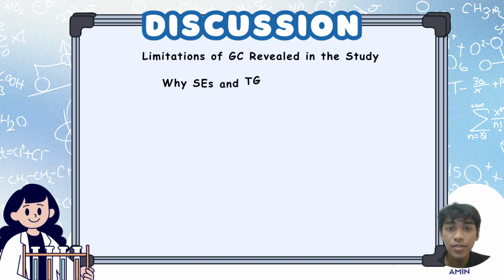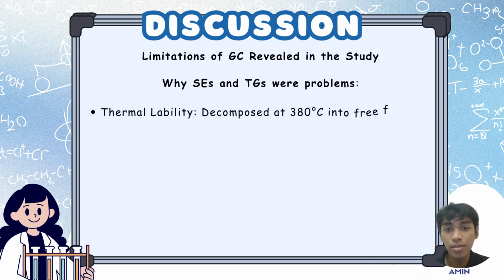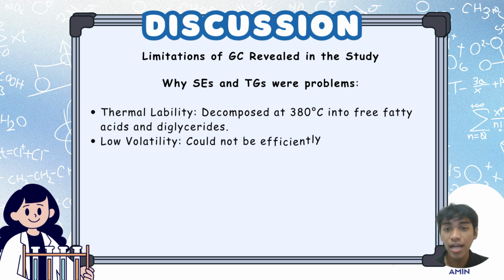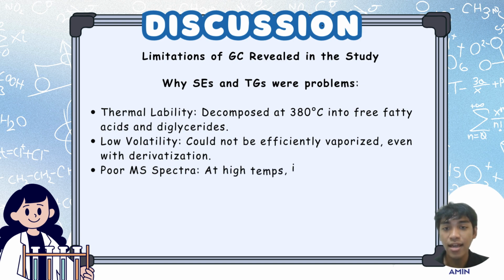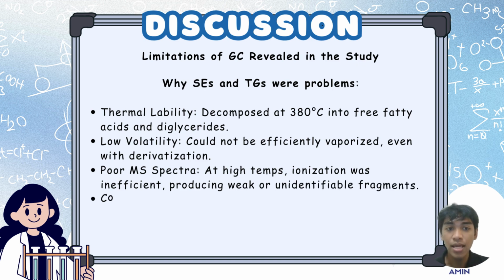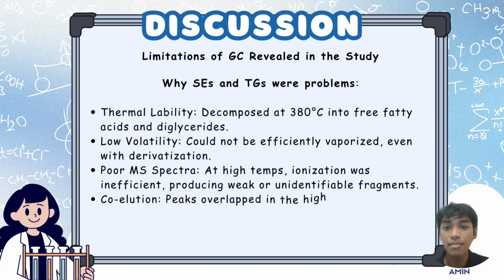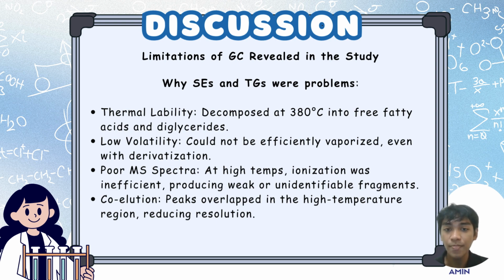However, the study explains the role of GC in why SE and TG were problem compounds. Steryl esters and triglycerides are heavy and fragile. At 380C, they started to break apart in the inlet and column. These conditions meant the mass spectrometer saw fragments, not the original molecule, so the identification failed. This is a classic GC challenge: they need high temperature to move big molecules, but it can destroy them.